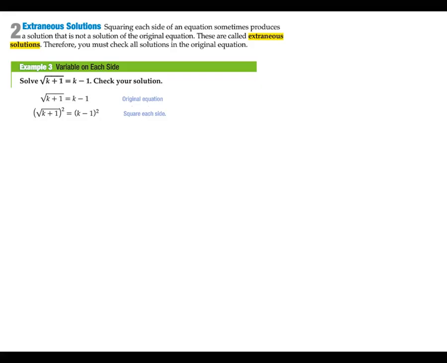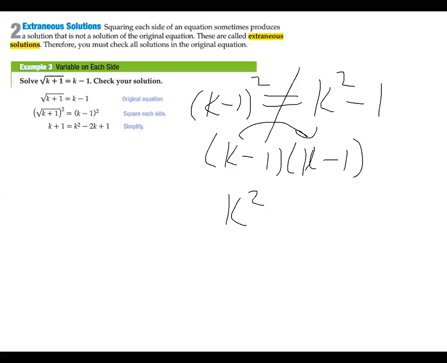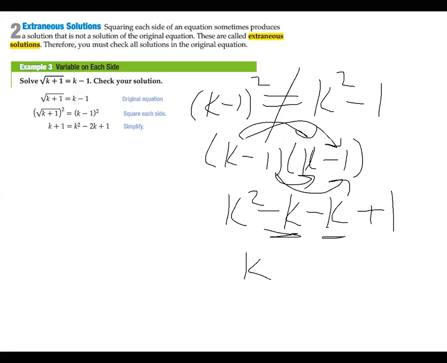Now, the k minus 1 squared is not k squared minus 1 squared. You actually have to do k minus 1 times k minus 1 and FOIL that, okay? So that's what they did here. If you FOIL it, k times k is k squared, minus k, then the inners give you another minus k, and the last gives you plus 1. So these two subtract together to give you k squared minus 2k plus 1. And that's what they got there, okay?